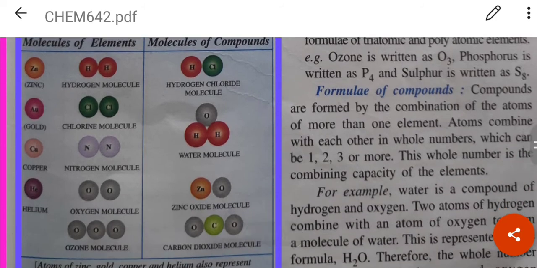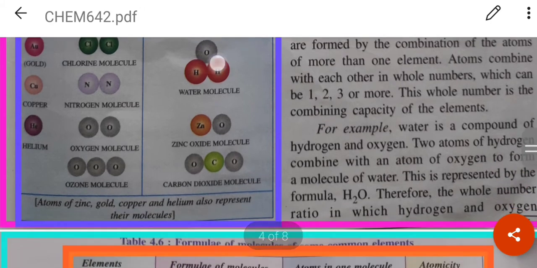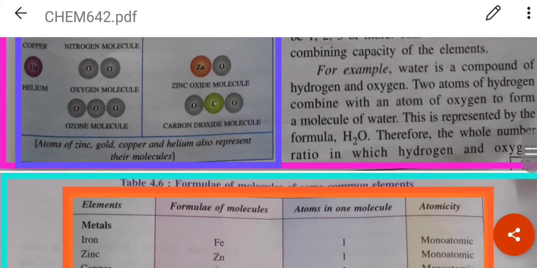Hydrogen chloride molecule. One atom of hydrogen and one atom of chlorine combine together to form one molecule of hydrogen chloride. Similarly, you can see here two atoms of hydrogen and one atom of oxygen combines together to form one molecule of water. Zinc oxide molecule. One atom of zinc and one atom of oxygen combines together to form zinc oxide molecule. Then you see carbon dioxide molecule. One atom of carbon and two atoms of oxygen combine together to form one molecule of carbon dioxide. Okay.